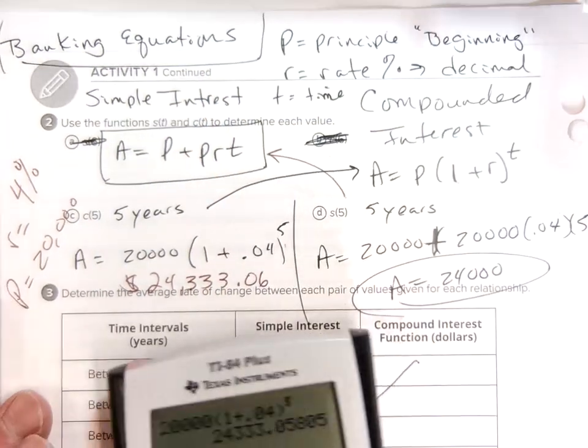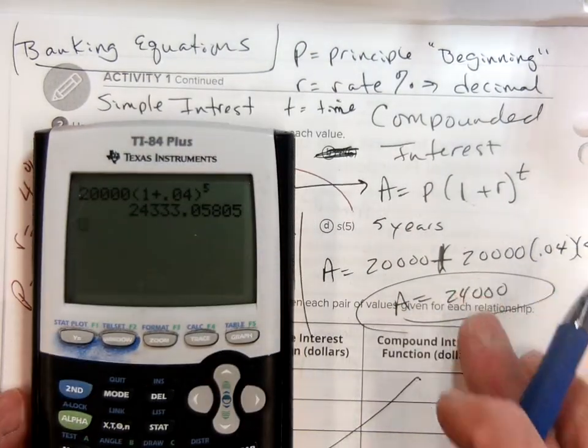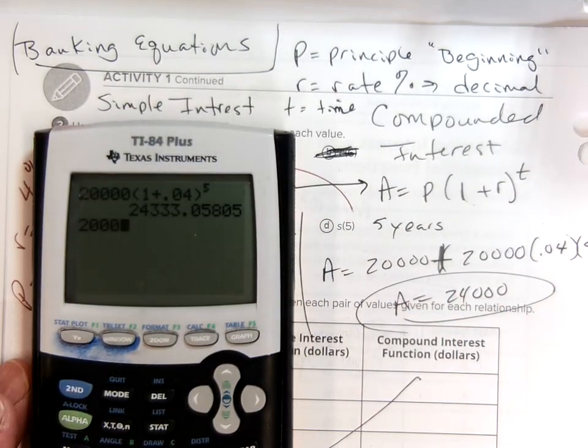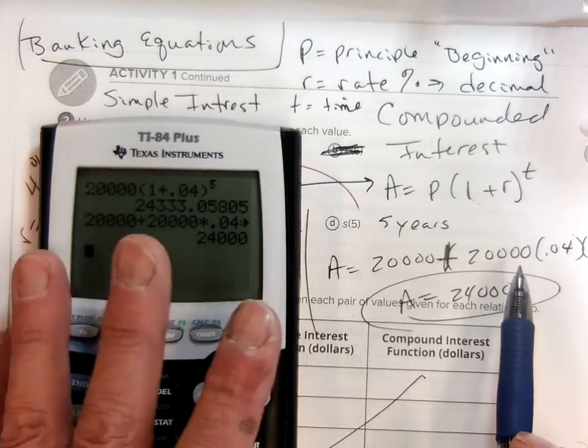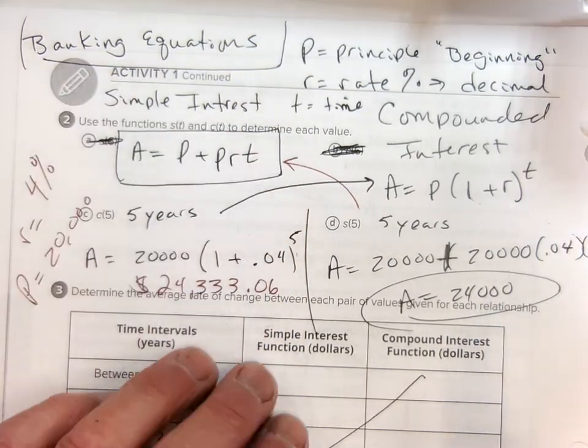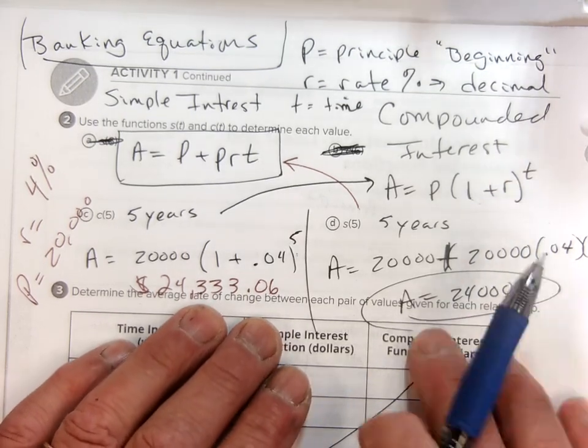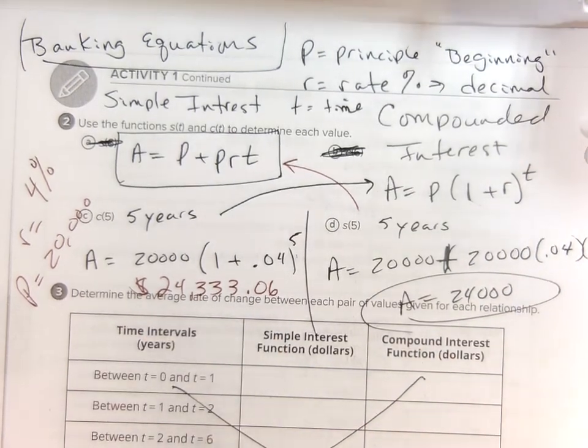24,333. And then I did the simple interest, which was I just took my 20,000 plus another 20,000 times my interest rate, 0.04, times my 5 for 5 years, and I didn't get as much money, okay? So the moral of the story is this: don't put your money, if it's simple interest, always do it in compounded interest, okay? Always compounded interest, okay?